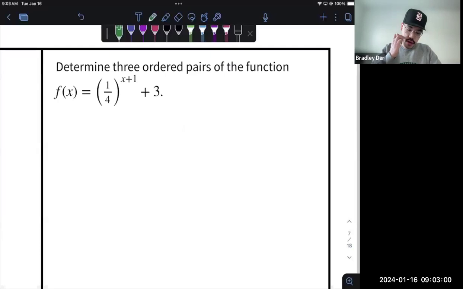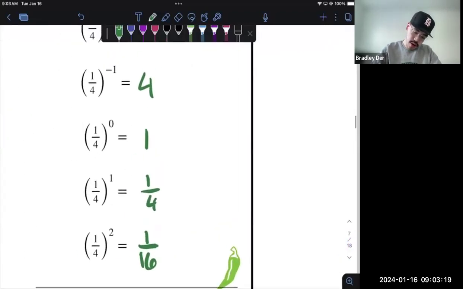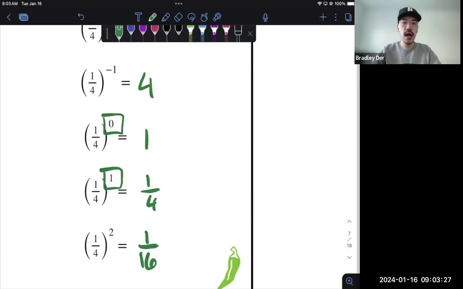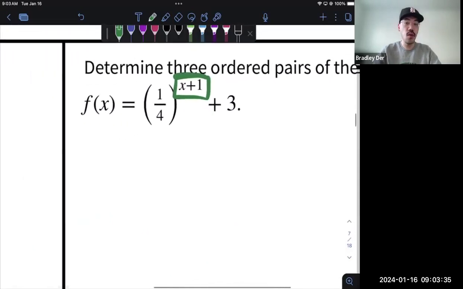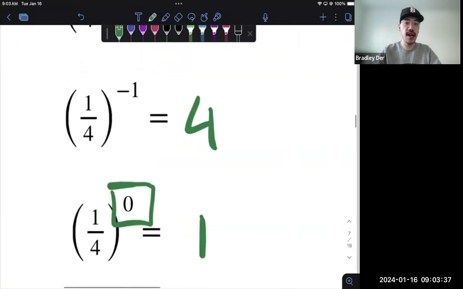Determine three ordered pairs of the function f of x equals 1/4 to the x plus 1, and then plus 3. I'm looking at this exponent right here to figure out values I think would be useful or easy to evaluate with. So for example, over here, I immediately latched onto 1 as being an easy exponent to work with. 0, I think for sure is a good one. I think you kind of have your pick. Do you want to go for a reciprocal? Do you want to go for a square? Knowing that I have to do more stuff with this fraction after the fact, I think I'm going to want to use a reciprocal just to get a nice integer value.